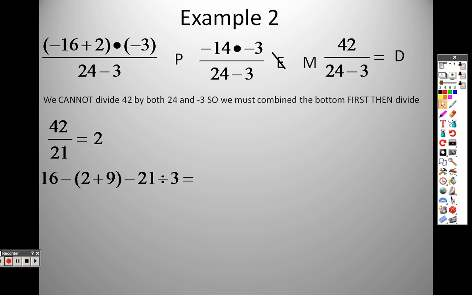So let's take a look at this one now. We have to do P first for parentheses. So I change this 2 plus 9 into 11. That's how I got that 11. Then I look at this: please. Excuse, there is no excuse for E. My, there is no M for multiplication. Dear for division, that's why I have this here. So let's divide those. And when we divide them, 21 divided by 3, I get 7.